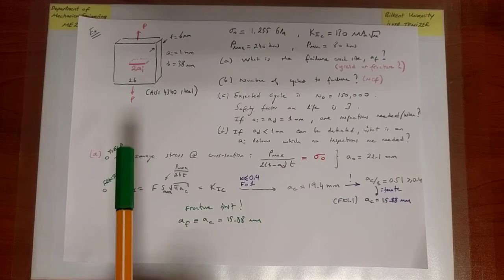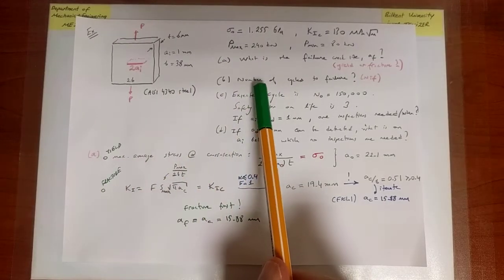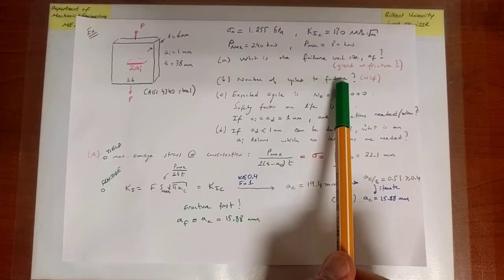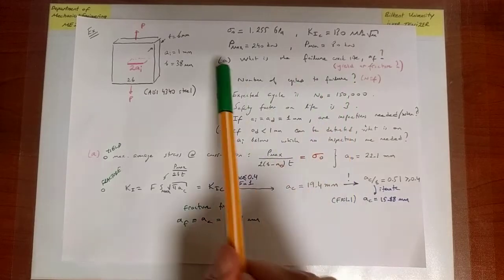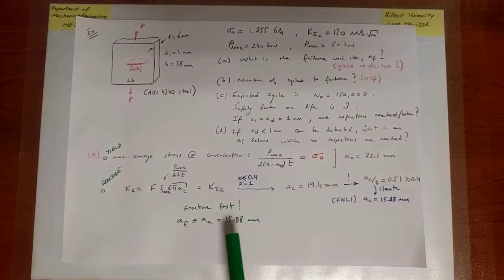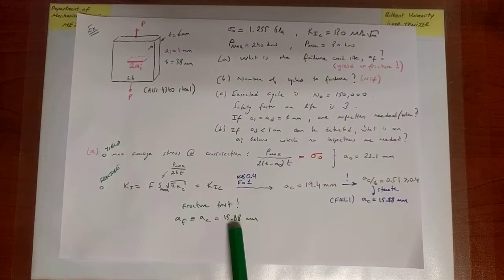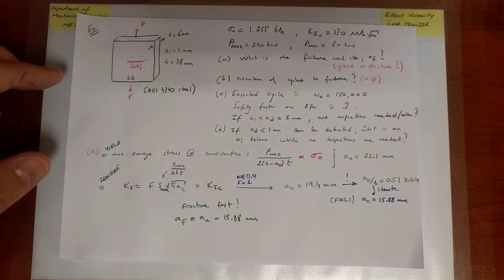So now I know the final crack size, and now I can try to estimate the number of cycles that it takes for the crack to grow from this initial size to this failure value, which I now know to be the critical crack size. Okay, so let us do that.